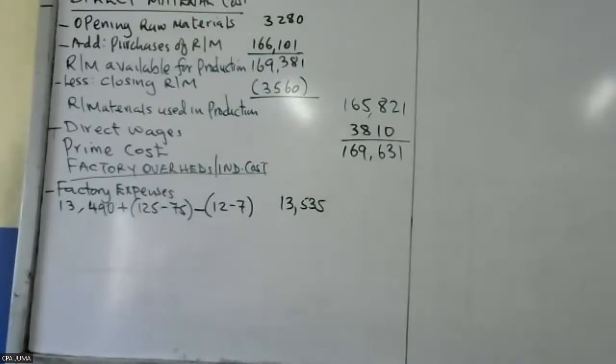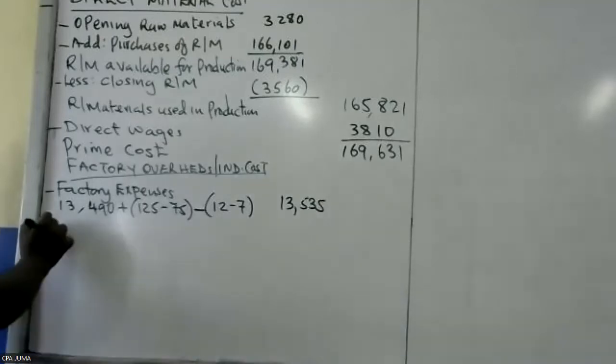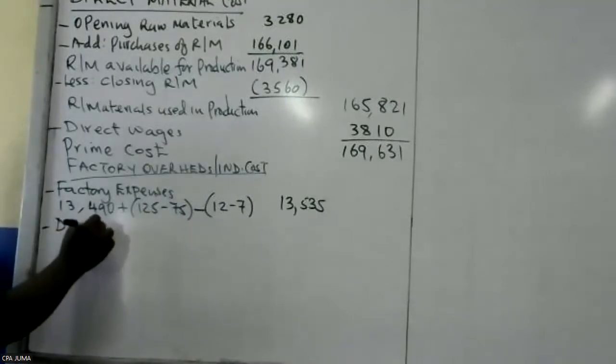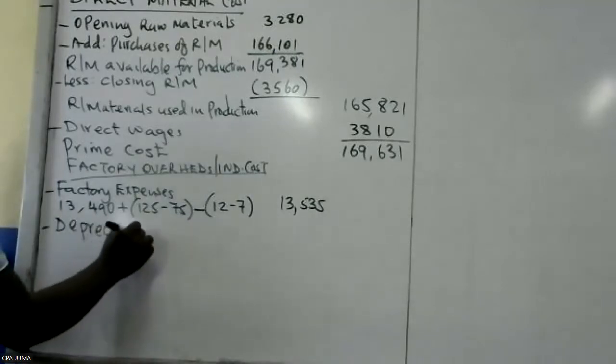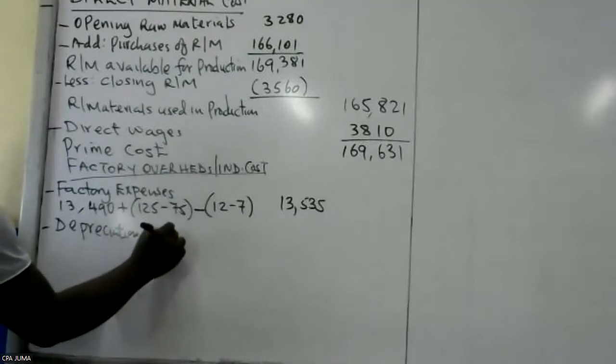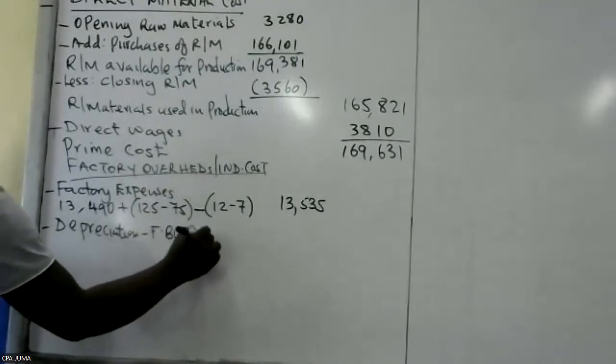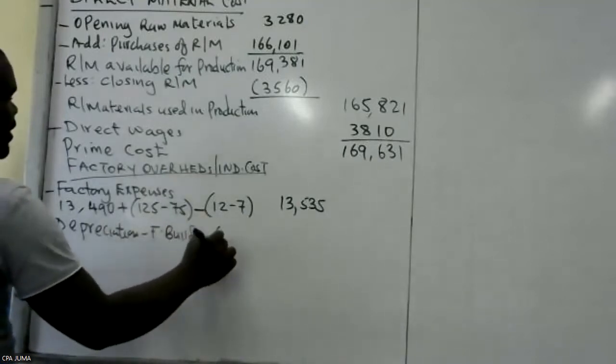Note 1, those are inventory. Note 2, allowance, prepaid. Note 3, we have dealt with all of it. Note 4, depreciation. So depreciation you charge on the factory building, and also you charge on the factory land. Those two. So depreciation, factory building. The factory building will be 2%.